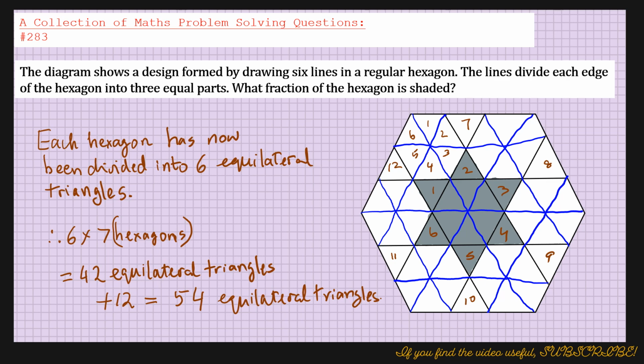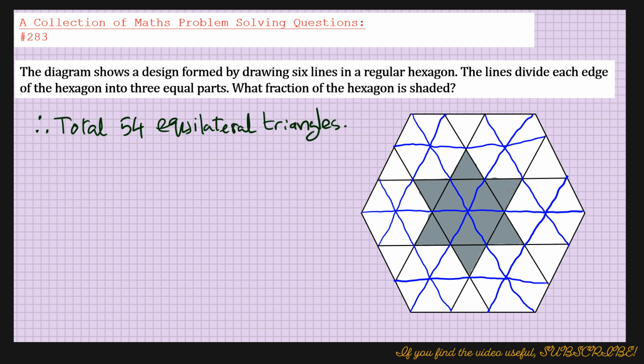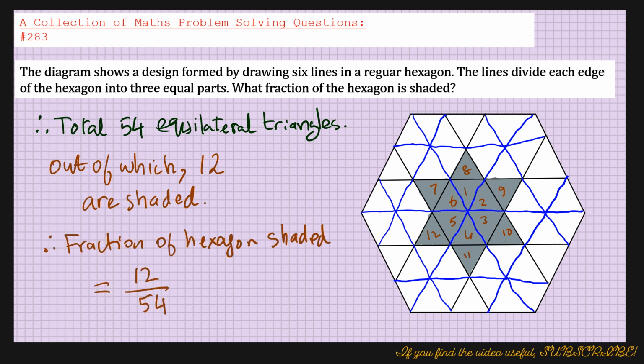And what next we do is we point out how many are shaded. So out of the 54 equilateral triangles, 12 are shaded. So the fraction of the hexagon that is shaded is 12 out of 54. So the total is 54, and 12 are shaded. You simplify it, you would get 2 out of 9. So the answer is 2 out of 9.